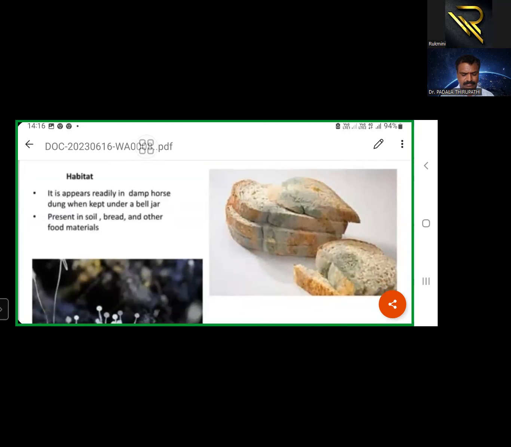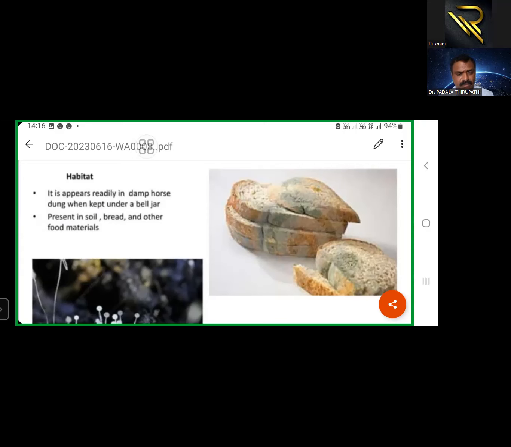These are not only growing on dead and decaying organic matter. They also grow on a variety of substrates. For example, they will grow on food materials. They'll grow on the substrate of soil. They also grow on substrata which are in contact with the soils. Mostly this Mucor fungus will prefer damp conditions for its growth.